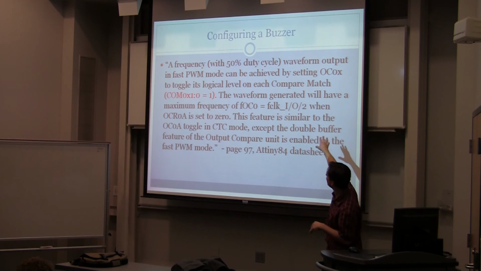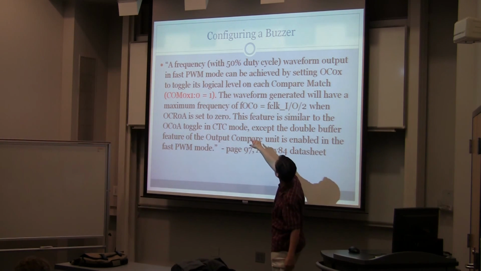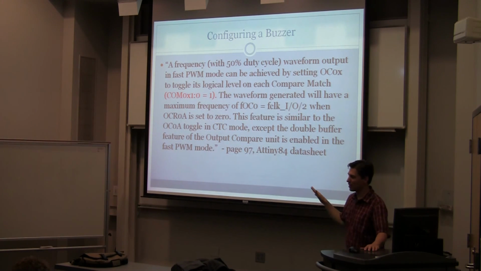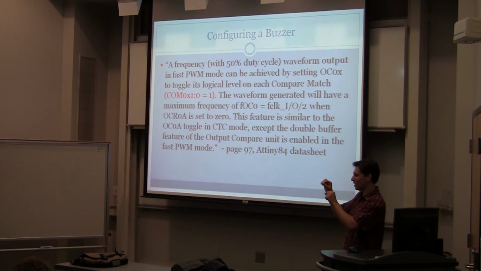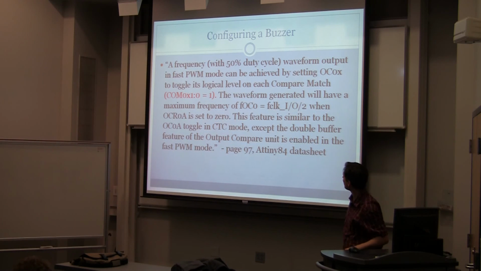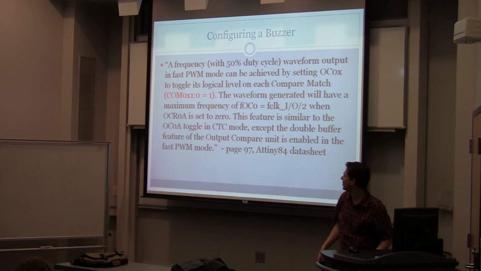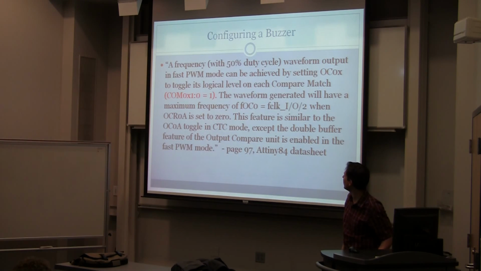So the waveform generated can have a maximum frequency. It can go really fast. It can go up to the clock I/O divided by 2. So if you set your prescaler to no prescaler, just divide by 1 at 8 megahertz, you can make a 4 megahertz signal this way, because essentially you're going to count to 1 and change it, and then count back to 0 and change it again. So it toggles every time it hits that. It says it's very similar to the output compare A toggle in CTC mode, which is exactly why we don't use CTC mode anymore.